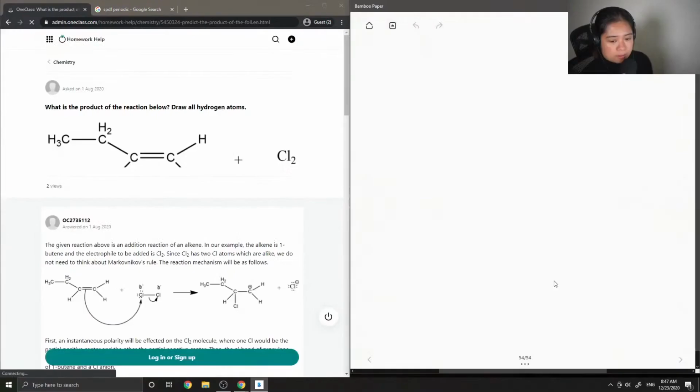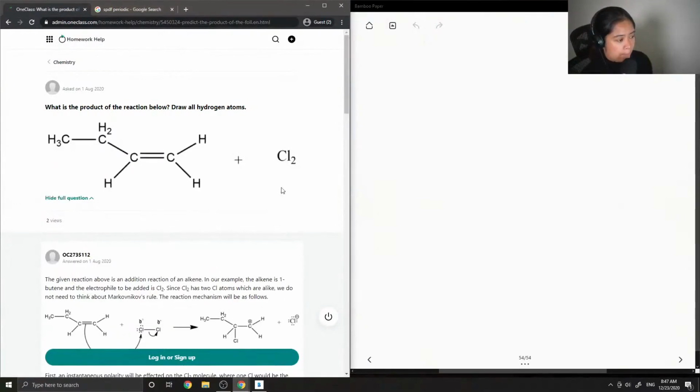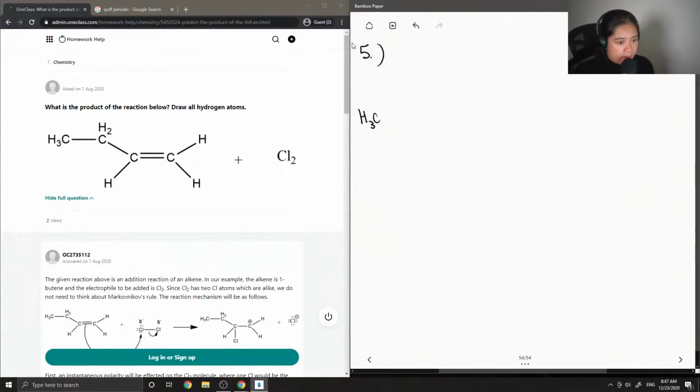Okay, so on to question 5. What is the product of the reaction below? Draw all hydrogen atoms. Okay, so let's draw out the reactant.